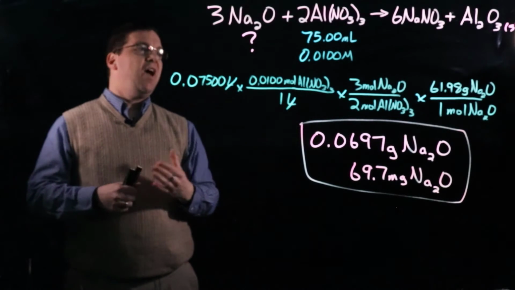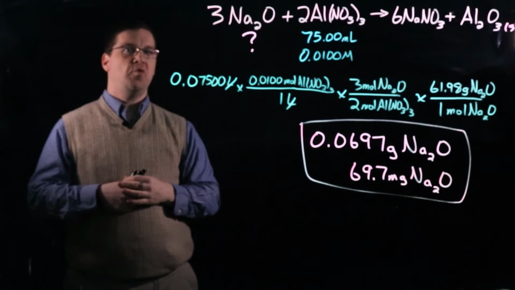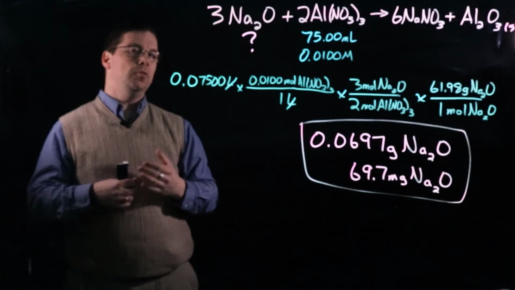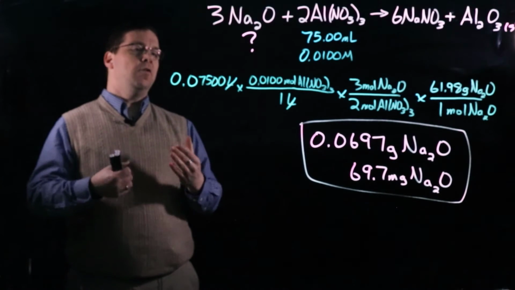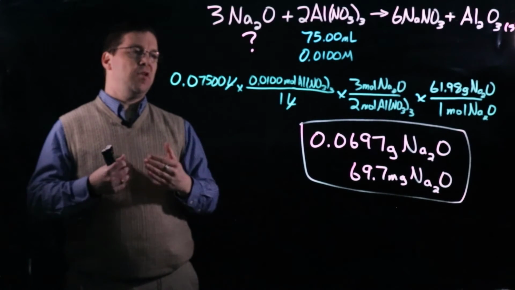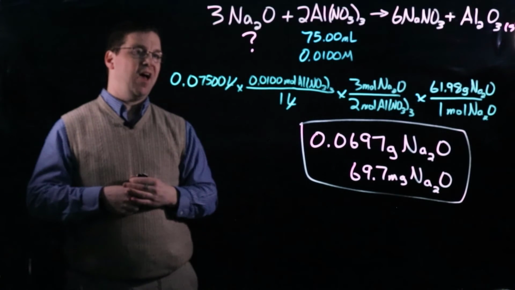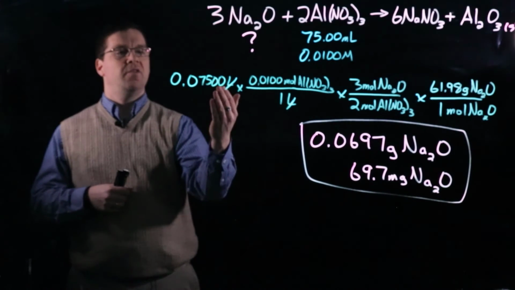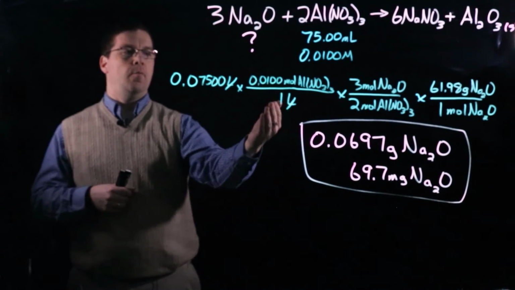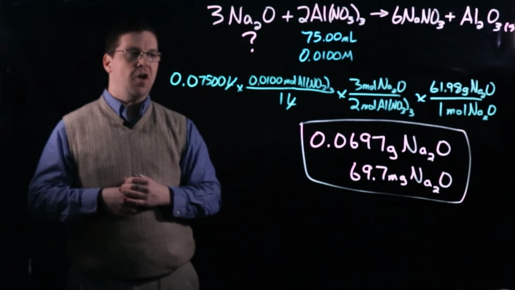So as you can see, we have the basic setup of a stoichiometry problem. The difference when you're dealing with solution stoichiometry is that your first step is to figure out just how many moles of your starting material you have, and you do that by multiplying the volume that you're using by the concentration of that solution.